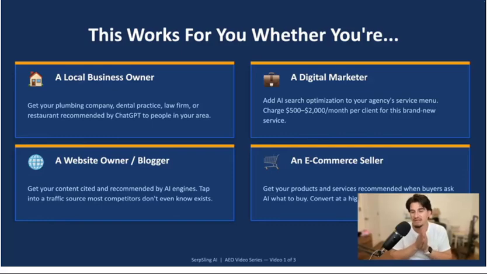And especially if you are an e-commerce seller, you can get your products and services recommended when buyers ask AI what to buy. Okay, convert at a much higher rate from AI intent traffic. Okay, and again, the younger generation, they are trusting AI. They ask AI a question, it gives them an answer, they trust that answer, they make their decision. Your e-commerce product can be the one that shows up right there and gets you that sale.